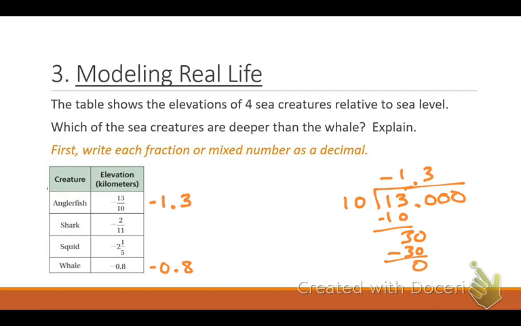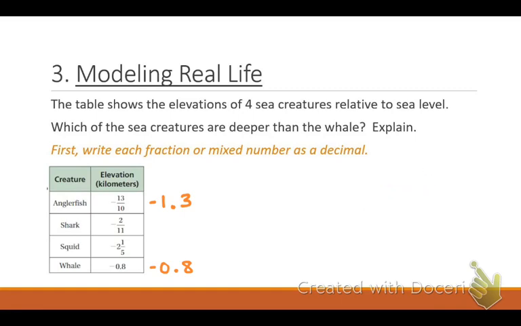Was there anyone else who can say there is a fact there that you could easily figure out just by looking at it? What do you think? The squid. The squid, okay. Is 1/5 one of those facts right there that we should have memorized? Yes. What does 1/5 equal? 0.2. So this is going to be negative 2.2.